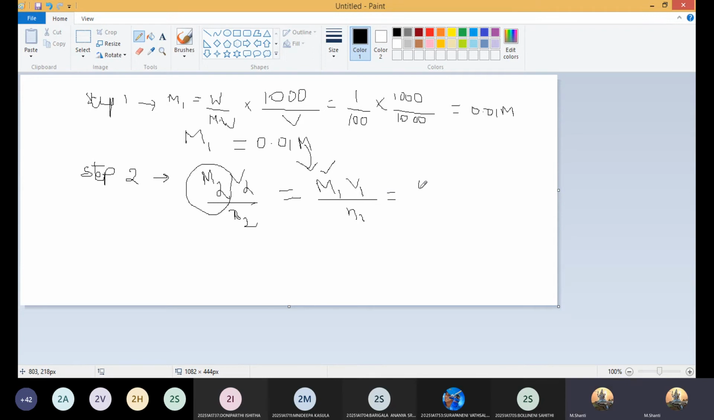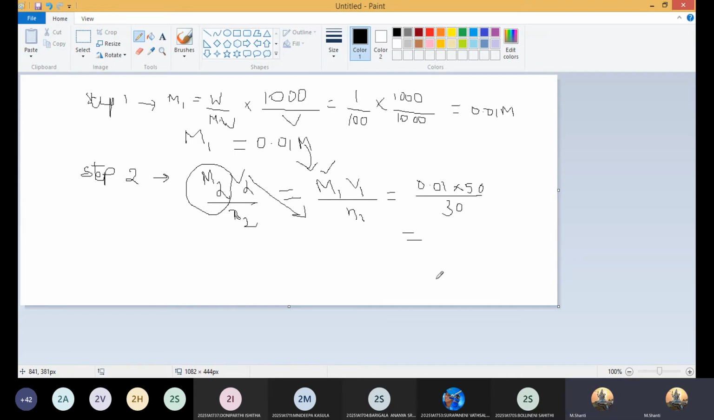How much is M1? M1 is 0.01, into V1, which is 50 ml. By what do we have to substitute now? V2 will be coming down. So how much is V2? V2 is 30 ml. 30 ml of EDTA is mentioned very clearly.